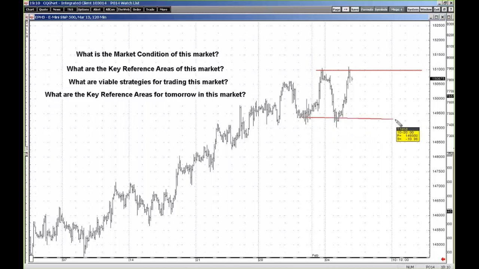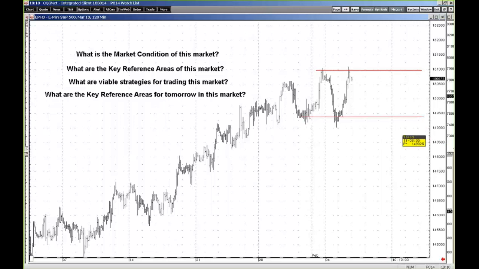That's my minimum target. So if I were to go short here, my risk is this, and my potential return is this. So this is a multiple of this. That's why this methodology has an inherent positive expectancy.